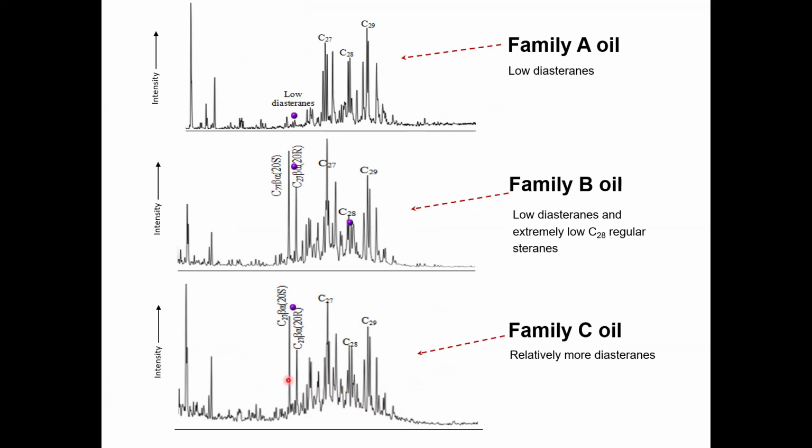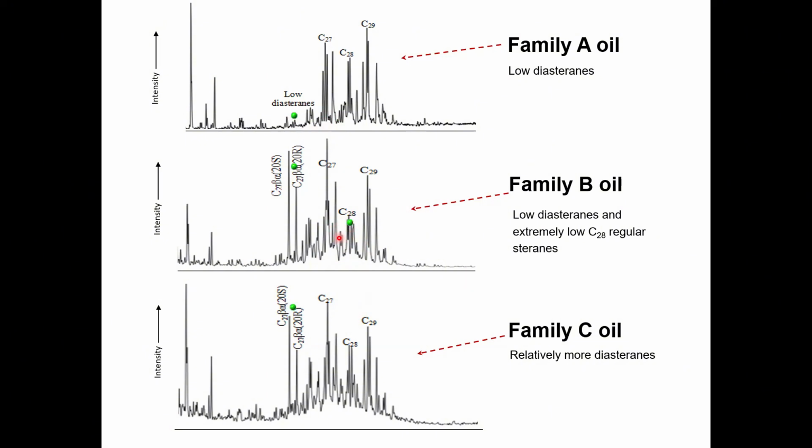The 217 mass fragmentograms reveal that Family A oils are characterized by very low diasterane abundances relative to regular steranes. While Family B and Family C oils display broadly similar sterane distributions, Family B oils are distinguished by a relatively lower concentration of carbon-28 regular steranes compared to Family C.